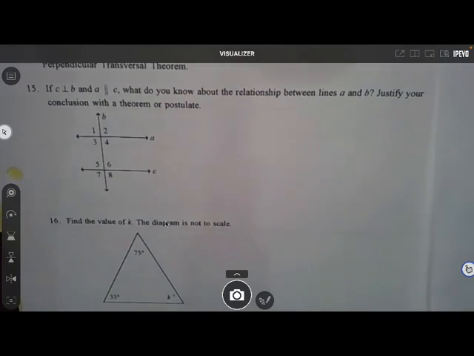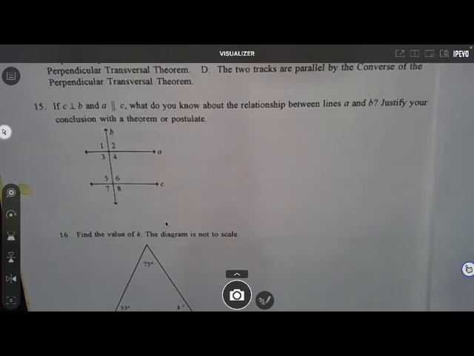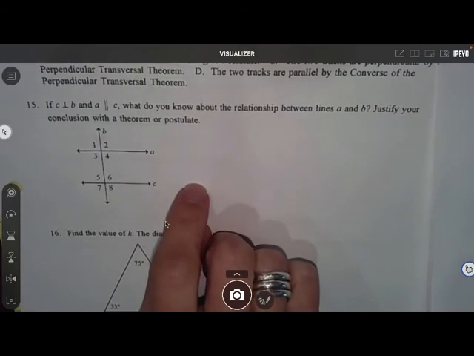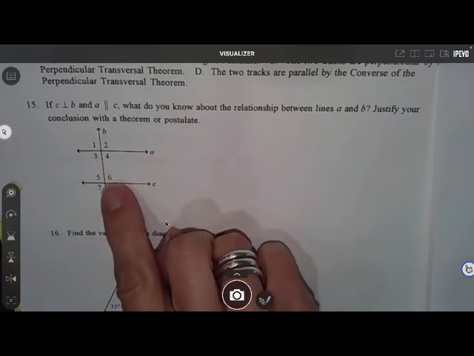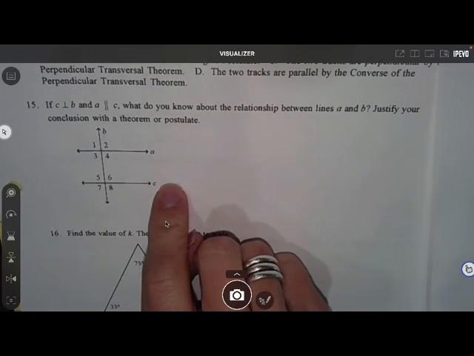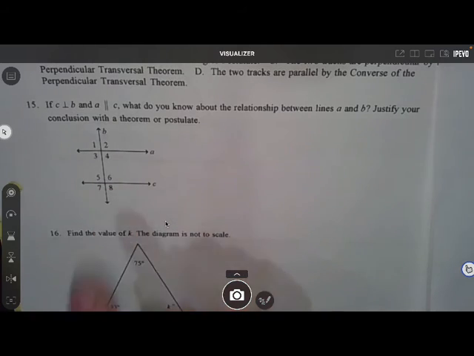You said 15 is easy. Yeah, this one was actually on your quiz. Because I remember the A and the C, you couldn't tell which one was which. But it says that A and C are parallel. If C is perpendicular to B, what do you know about A and B?